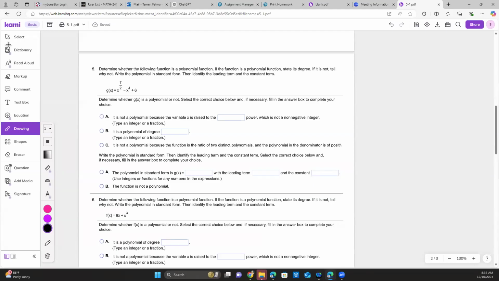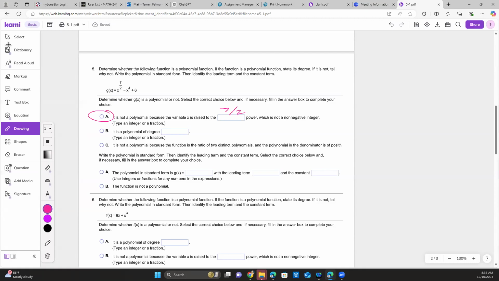Then we need to identify the leading term and constant term. Now, we're going to say that this is not a polynomial function here, what they give me, x to the power of 7 over 2 minus x to the 4 plus 6. Sorry, there are two answer choices where it says it's not a polynomial, and the last option is a polynomial. So this will not be a polynomial function because one of the x is raised to the 7 over 2 power, which is not a non-negative integer.